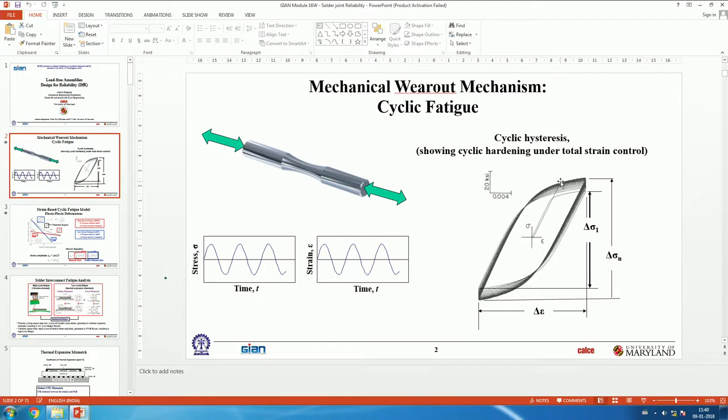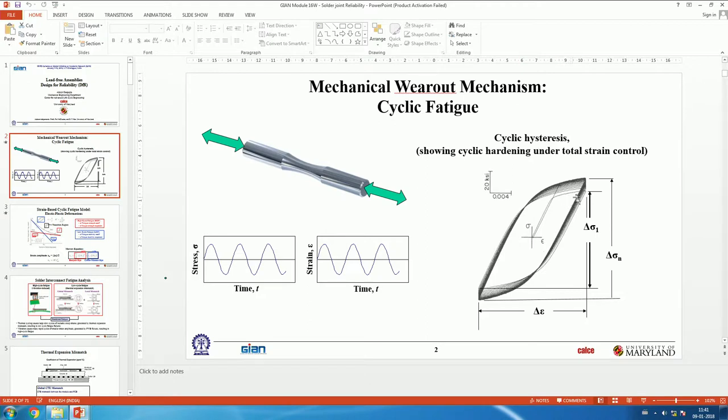I get this hysteresis loop, stress-strain hysteresis. And hysteresis means the area inside this loop tells me how much work, how much energy, is being dissipated with each cycle, okay? So terminology: the cyclic range of stress, that means max stress to min stress, we call that delta sigma. And the range of cyclic strain, on the horizontal axis, is the delta epsilon, okay?